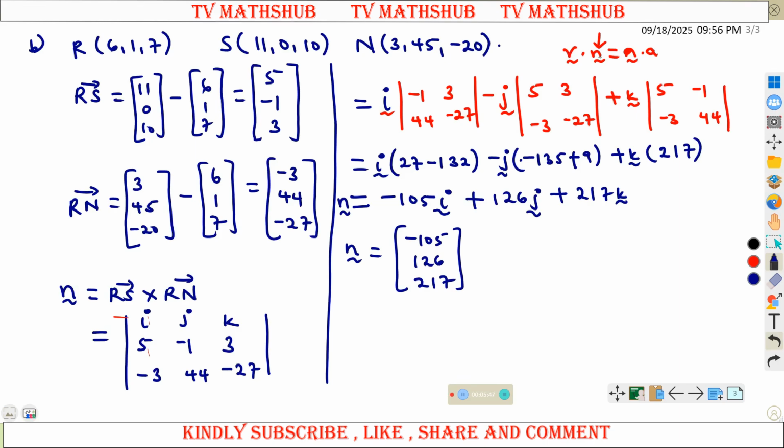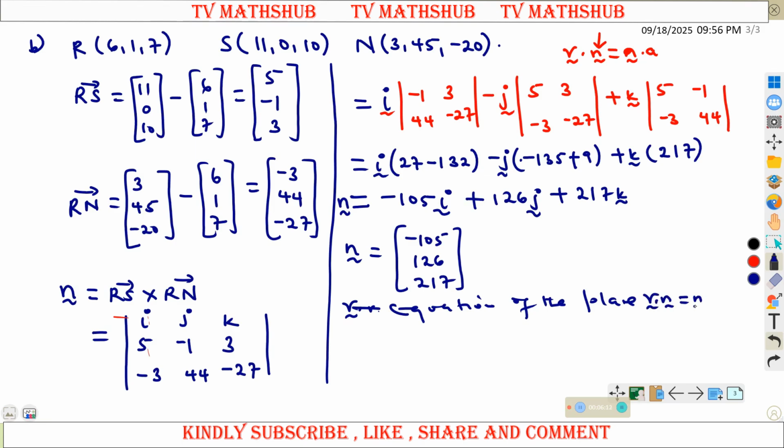So having got our n, we already know this expression, that to get the Cartesian equation, we shall be using r dot n is equal to a dot n. So for that case, let us look at what will be r dot n. So we shall say equation of the plane. Equation of the plane is given by r dot n, which is equal to a dot n. So it's given by that.